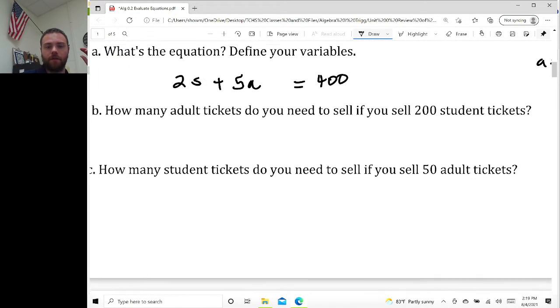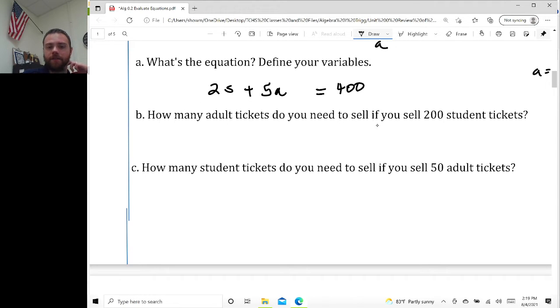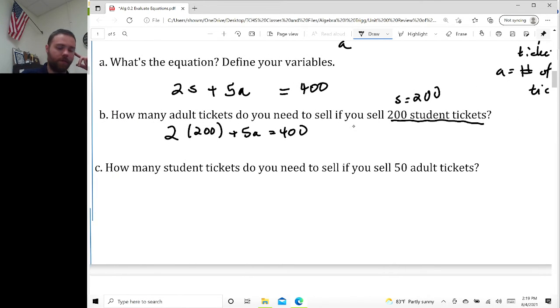And now we can start to solve some of this out. And it says, how many adult tickets do you need to sell if you sell 200 student tickets? So what they're telling us here is that S is equal to 200. The number of student tickets is 200. So what we can do is plug 200 into this equation, or substitute it in for S, and then solve the equation out. So we've got 2 times 200 plus 5A equals 400. So 2 times 200 is 400. So I'm going to just rewrite this equation. So 400 plus 5A equals 400.